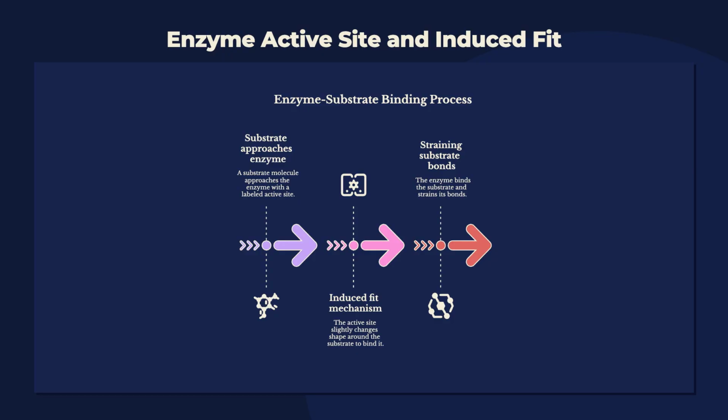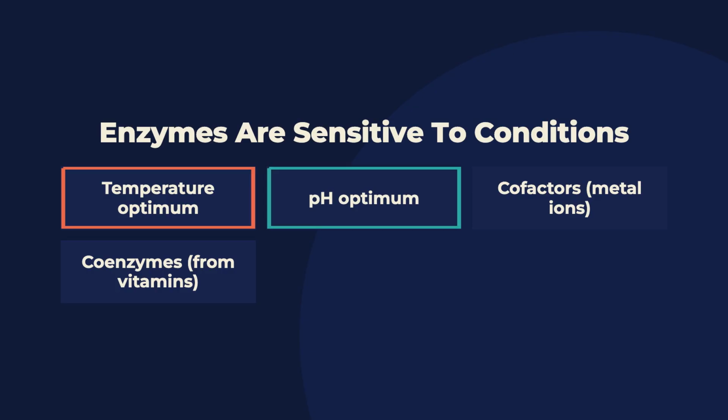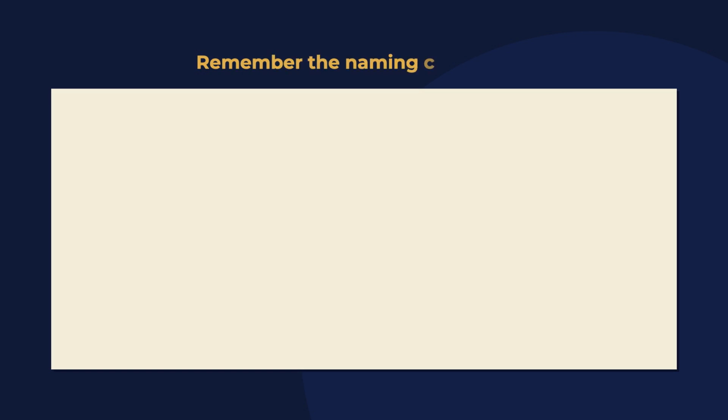It's really induced fit, where the active site molds itself around the substrate, which is what allows it to strain those bonds. Because enzymes are proteins, each has its own temperature and pH optimum, like pepsin thriving in the acidic stomach, while pancreatic enzymes need the alkaline small intestine. Many also need non-protein helpers, cofactors, usually metal ions, and coenzymes, usually derived from vitamins, which is why a single vitamin deficiency can shut down an entire pathway.